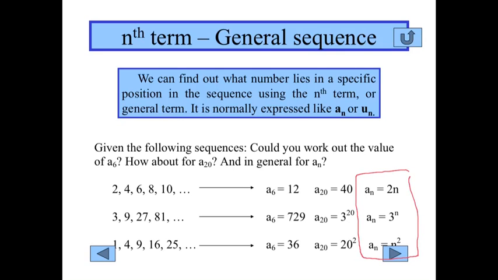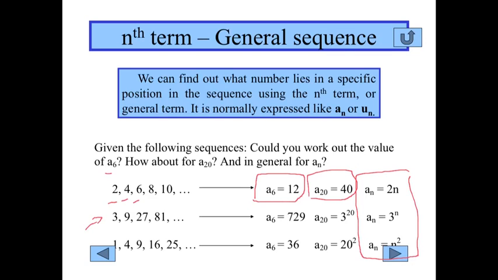So for the first position, it's going to be n equals 1. So it's going to give me 2. For the second position, it's going to be n equals 2. So it's going to give me 2 times 2, which is 4. Third position, 2 times 3 is 6. So this seems to work. For the sixth position, 2 times 6 is 12. So here we go. We calculated the A6. For the 20th position, 2 times 20 is 40. Great. That's easy, right? How about this one here?